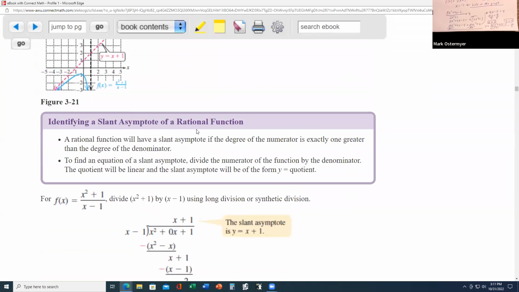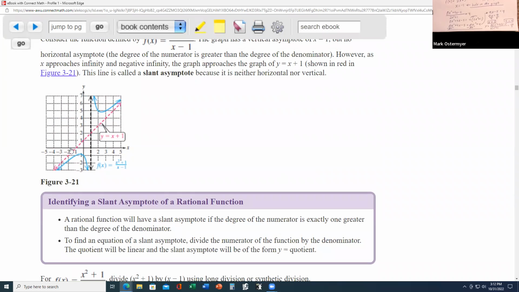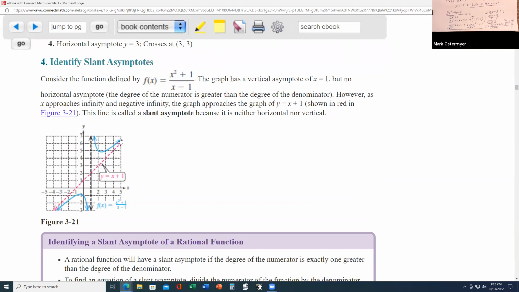So if you graph that line, y equals x plus 1, you'll see that the graph of your rational function will approach that line for extreme values of x, but never cross or touch it.